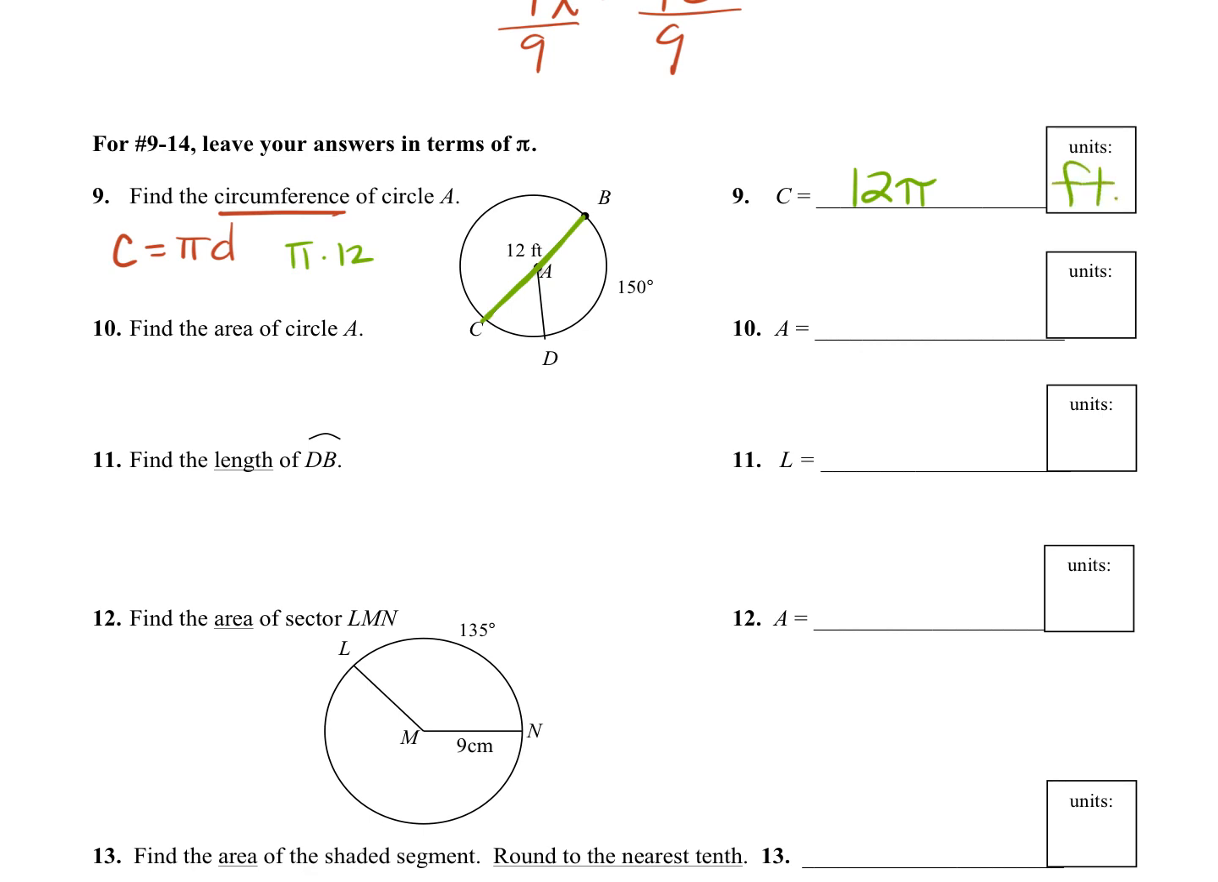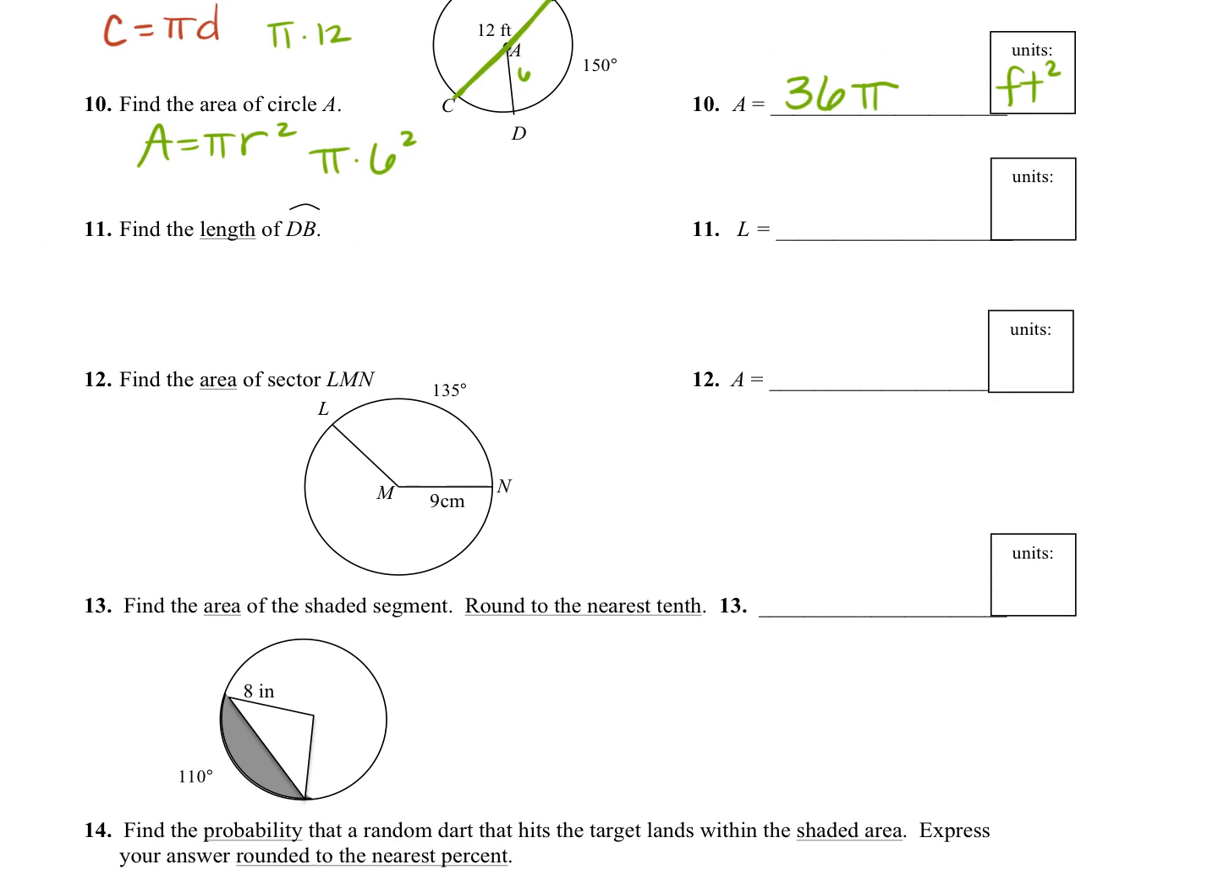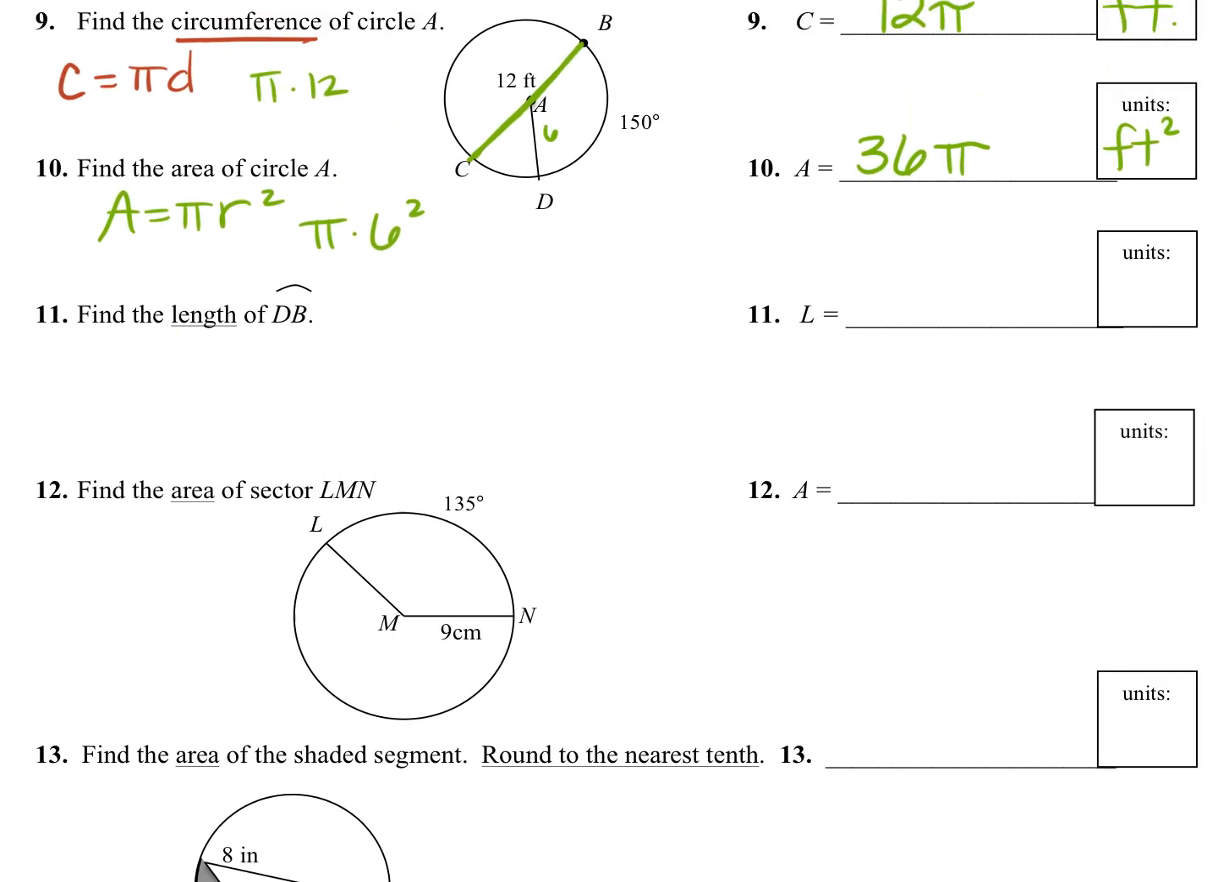Okay. Area of the circle, area is pi r squared. And again, you will have that sitting in front of you. So pi r squared, you need to turn it into a radius. If your diameter is 12, then your radius is half that, or 6. So you go pi times 6 squared, which is 36 pi. And now it's an area, so feet squared.